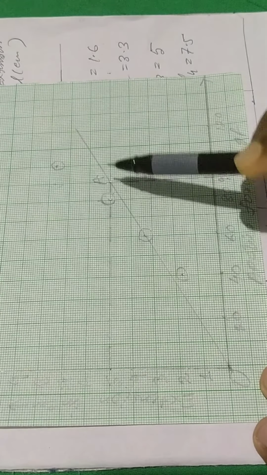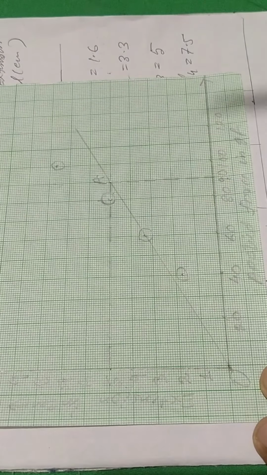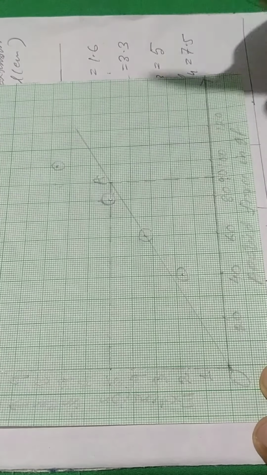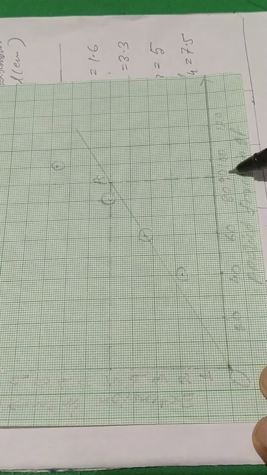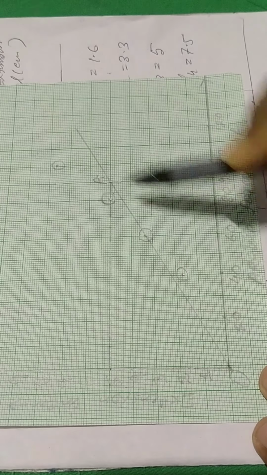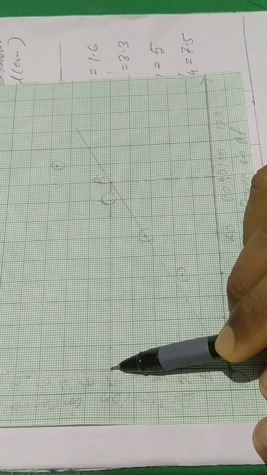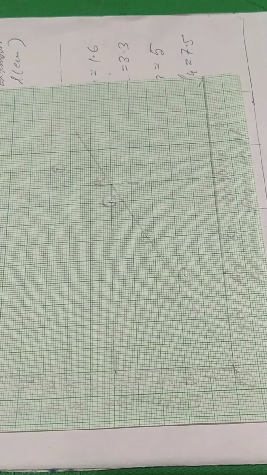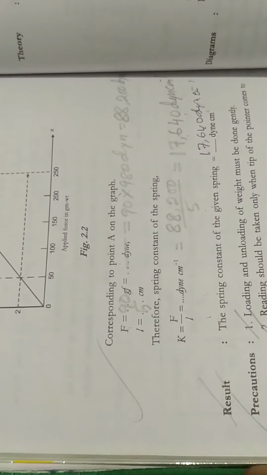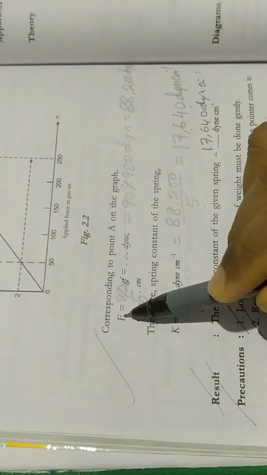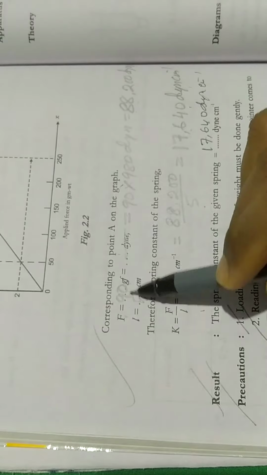From this graph, we have to take a point. Say we are taking point A. Corresponding to point A, the load is 90 gram and the corresponding extension is 5 centimeter. So the applied force is 90 gram.